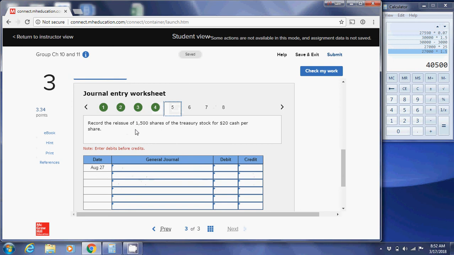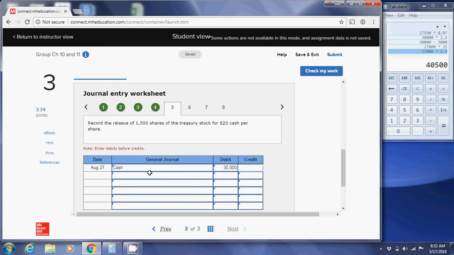Okay, so now we're going to reissue 1,500 shares for $20. So we've lost money. We bought it for 25. Now we've lost money. So let's do the easy parts first. We know that we're receiving cash based on 1,500 times 20. So that's going to be $30,000.